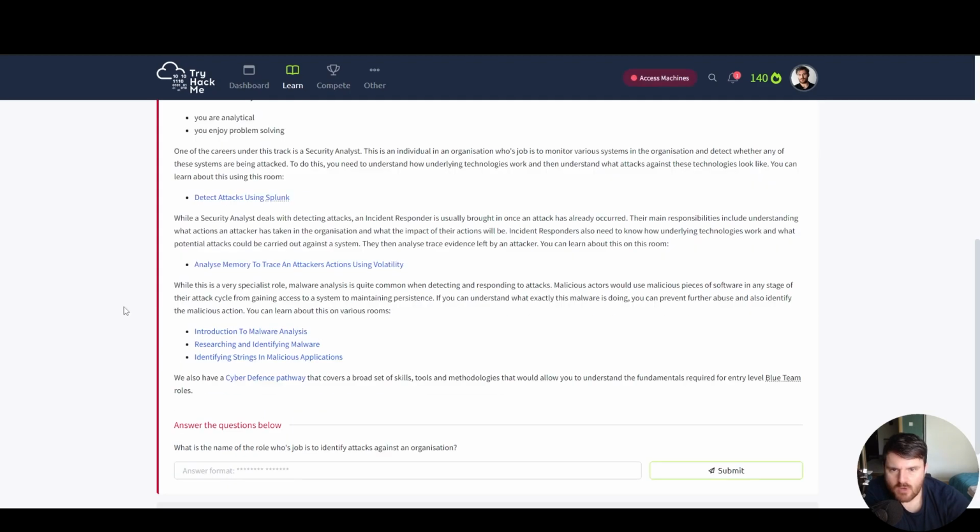While a security analyst deals with detecting attacks, an incident responder is usually brought in once an attack has already occurred. Their main responsibilities include understanding what actions an attacker has taken in the organization and what the impact of their actions will be. Incident responders also need to know how underlying technologies work and what potential attacks could be carried out against the system. They then analyze trace evidence left by an attacker. You can learn about this on this room: Analyze Memory to Trace an Attacker's Actions Using Volatility.